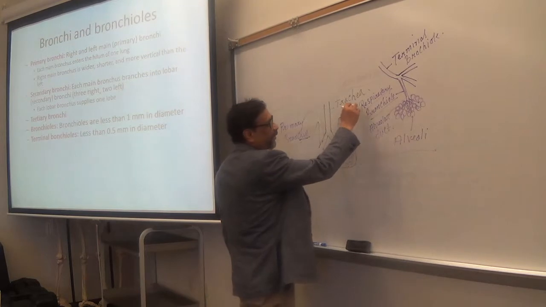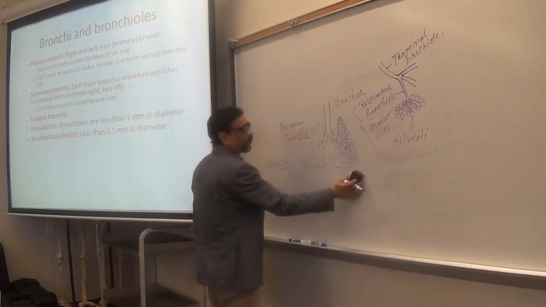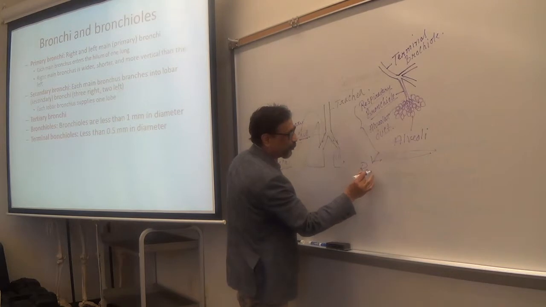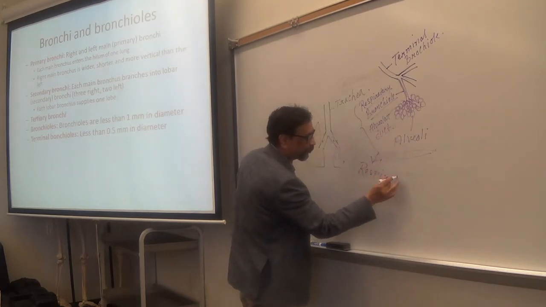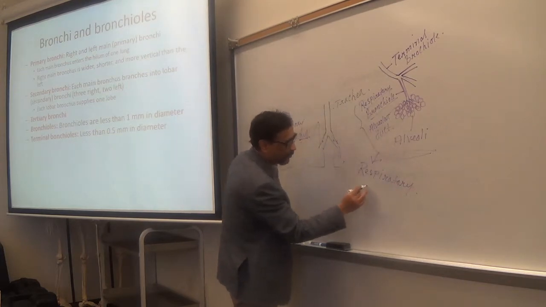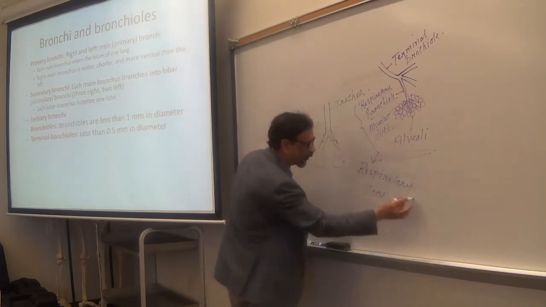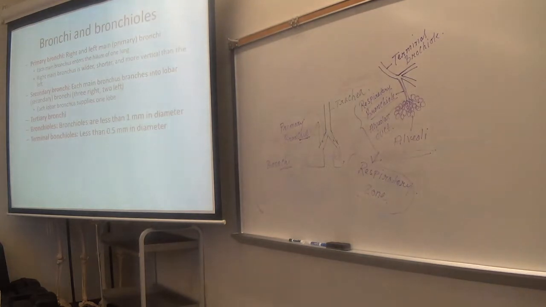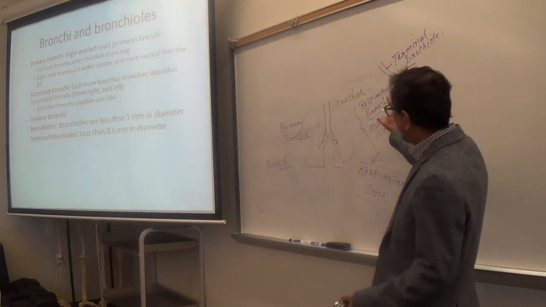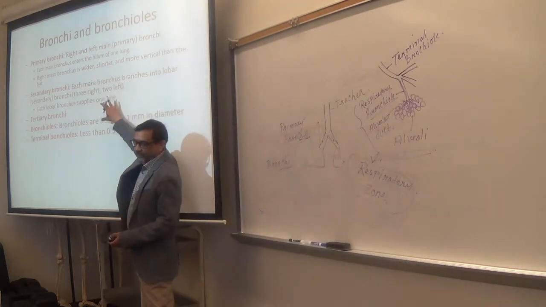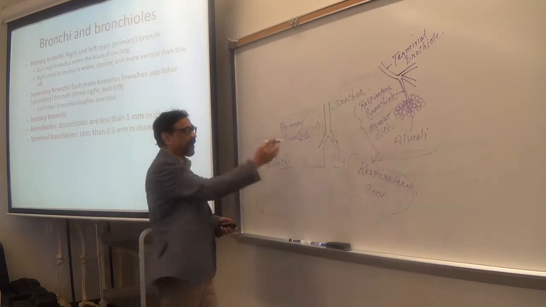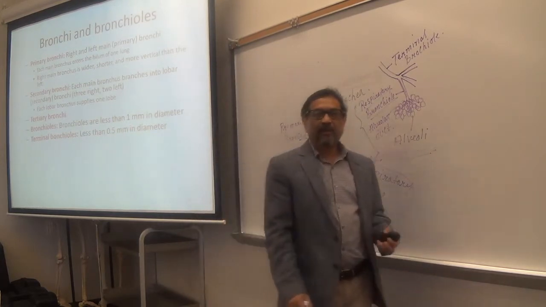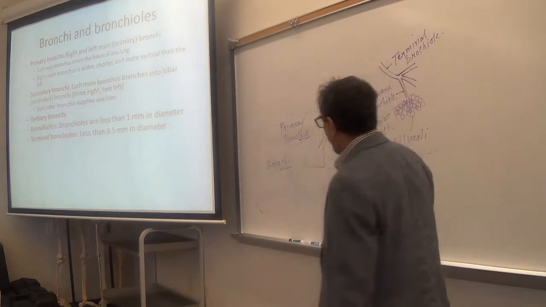Now, these three together is called respiratory zone. Okay? All other structures before these three, like all these, plus the trachea, larynx, pharynx, all those, the nasal cavity together are called conducting zone.